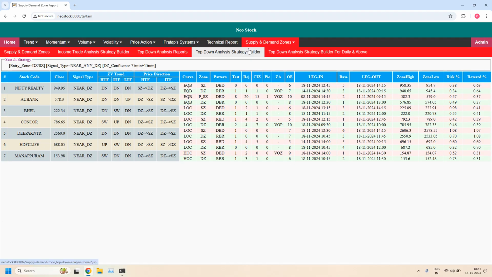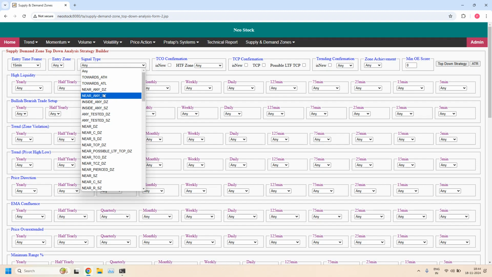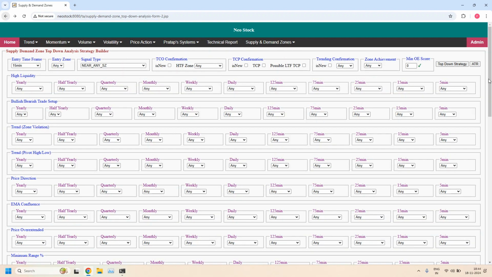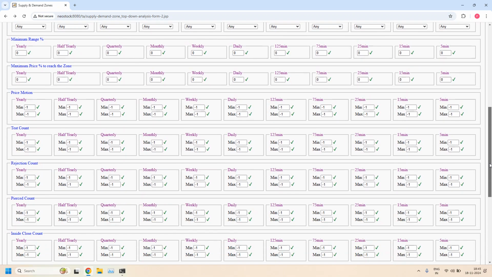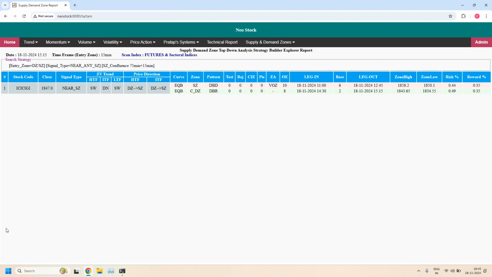Okay. Next, for 15 minutes time frame, stocks near 15 minutes supply zone, we got 6 stocks. In these 6, how many are having ITF confluence? Let's find. The 15 minute supply zone with the 75 minute supply zone confluence. I'm enabling this filter. With this filter, we got only 1 stock.